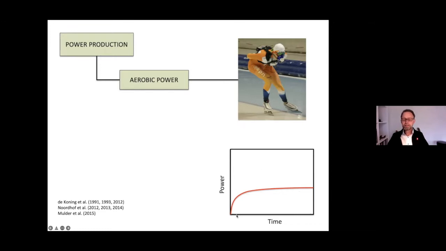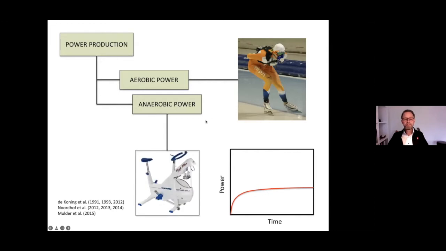At the beginning of the race, the amount of energy you produce by the aerobic system is relatively low, and it goes to a certain maximum. The other part of energy is the anaerobic system. And the anaerobic system on the ice is very difficult to measure, but we can measure that in a laboratory, for instance, on the Wingate testing. And if you look at the Wingate testing, you have a high power output at the beginning, but that power output will go down really fast. And at the end of a race, usually the amount of anaerobic power produced is relatively low.